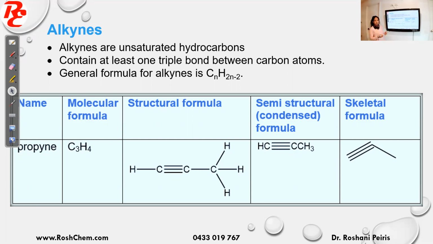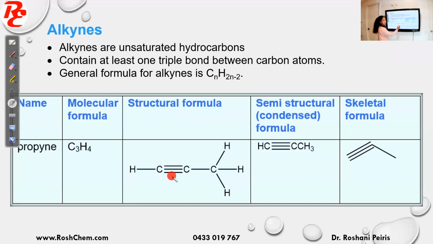So propyne. Prop means 3. Then because it's an alkyne, I use -yne. So the molecular formula is C3. Hydrogens are twice, so 6, then minus 2. So it's C3H4. When you do the structure, first you draw 3 carbons like this, right?